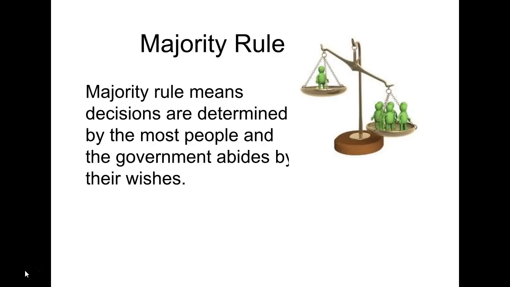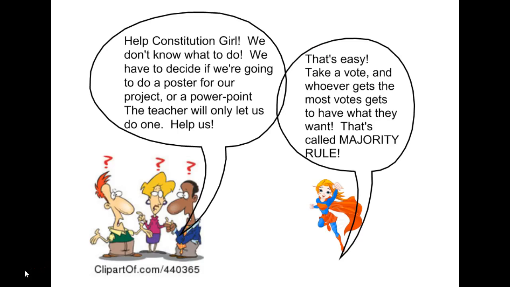Another important fundamental principle is majority rule. Majority rule means that decisions are determined by the most people and the government abides by their wishes. This is something that we're very familiar with nowadays. If we want to order a pizza in our family, it's like, just vote on, do we want pepperoni or plain cheese? Vote, and whichever one gets the most votes wins. So we're very familiar with that, but it hasn't always been the way that decisions are made, and in some countries it still doesn't mean anything.